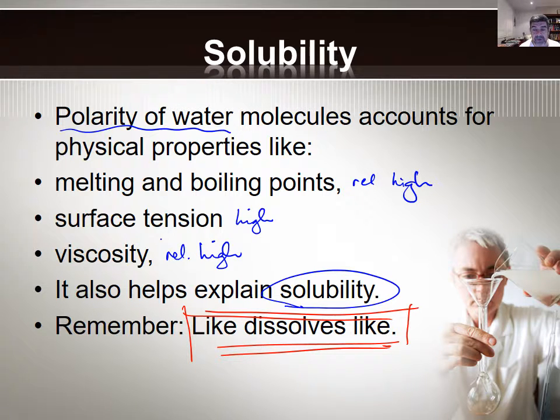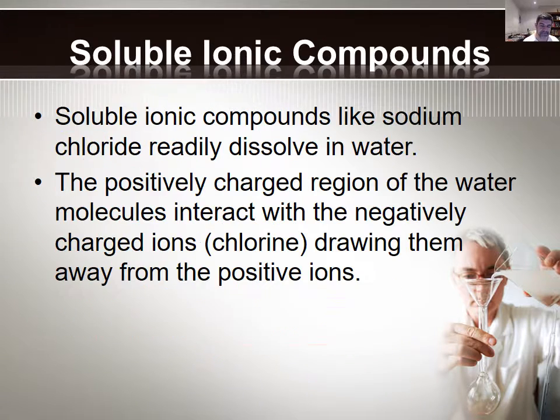That's one of our key rules when we're looking at solubility. We need to keep that in mind as we go further along, because now we're trying to explain why like dissolves like. So the first thing, and probably the easiest one to identify, is the ionic compounds. Most ionic compounds, like sodium chloride, are soluble in water.